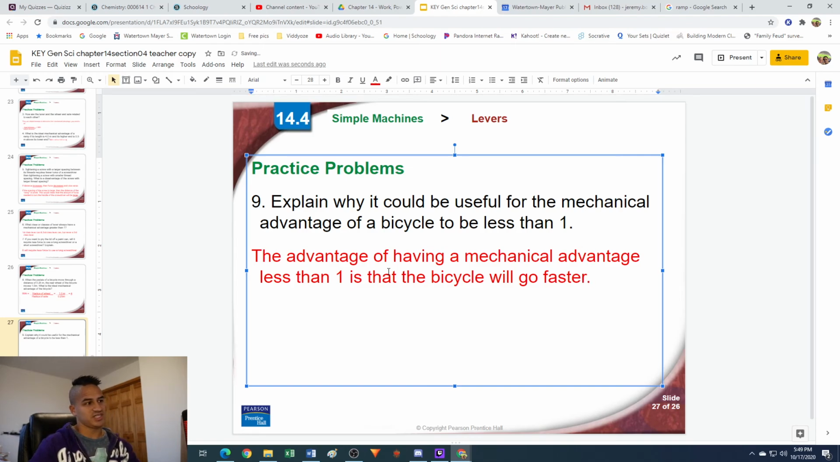Also, another advantage is if you're trying to build up some leg muscles, you're going to build more muscle if it's more difficult to pedal your bike. So that's also an advantage, you're building muscle. Anyway, that is the last question for this section of notes and pretty much the chapter.